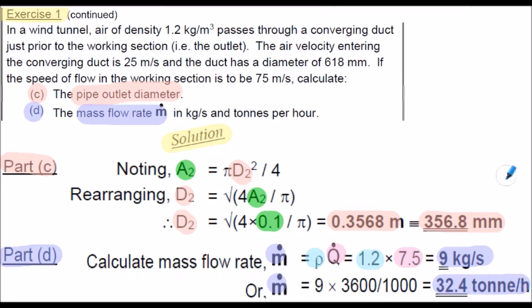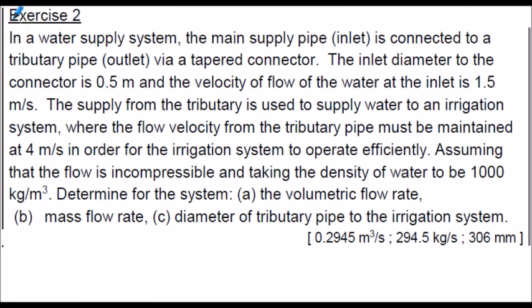Here's exercise 2. I'm going to let you review this at your own pace. Just notice some terminology used here. This is a water supply system, and what's termed the main supply pipe is actually the inlet, and this is connected to a tributary pipe, which is actually the outlet. And there's a tapered connector between the inlet and outlet. This will actually be a converging pipe section. As I say, I'll let you read the question at your own pace.